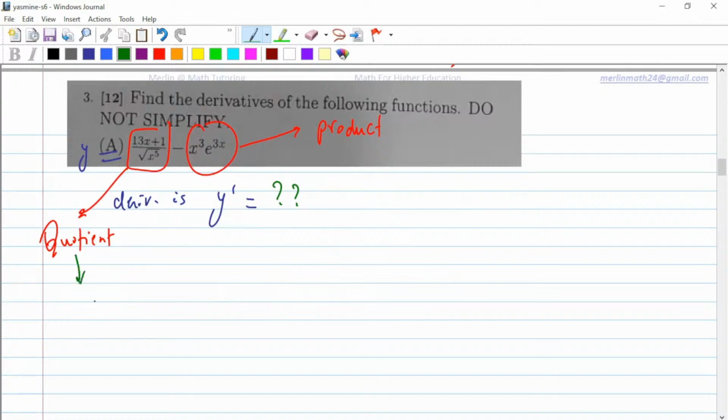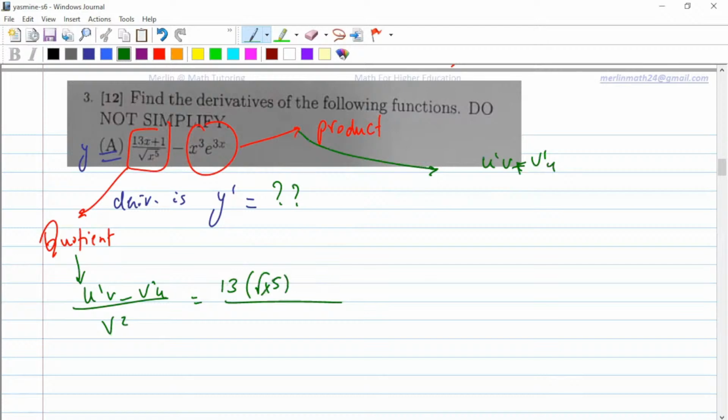So you go on right here. You say u prime v minus over v square. How much would that be? And right here we go on solving, aside as well. You put your answers on the same line. It would be 13 times the radical, minus deriving the radical times 13x plus 1.